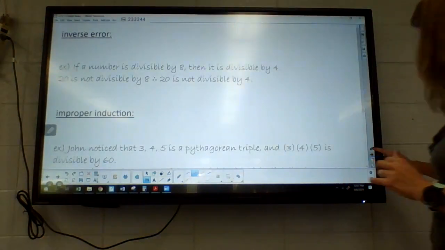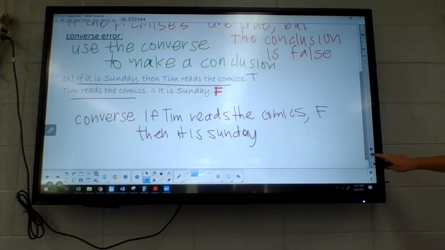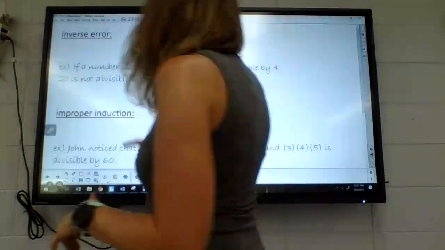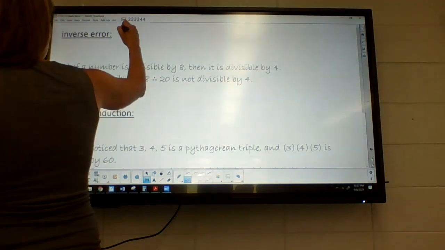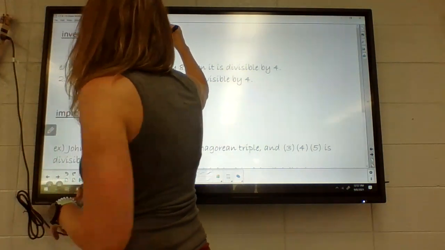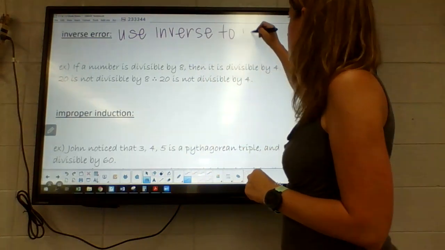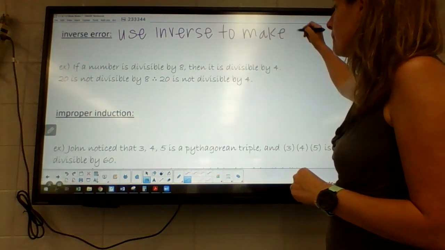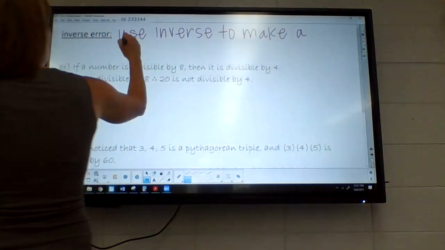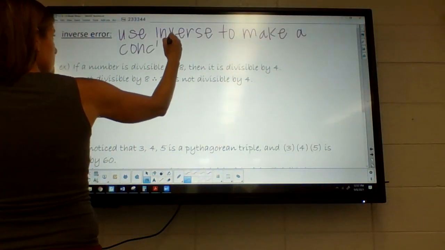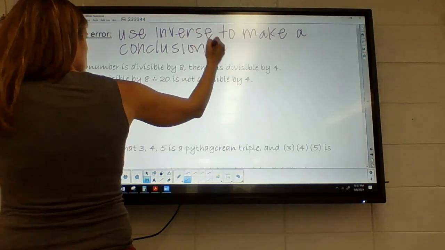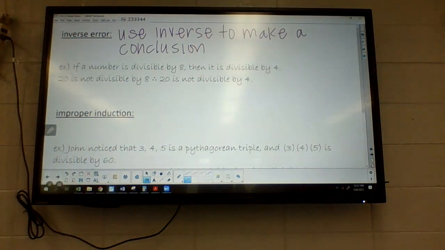So how did I say that for converse? I'll try to say it this way. You use the inverse to make a conclusion. Now remember, the inverse is when I add nots to the if-then statement. So up here, this one is kind of helpful in terms of the if-then statement.